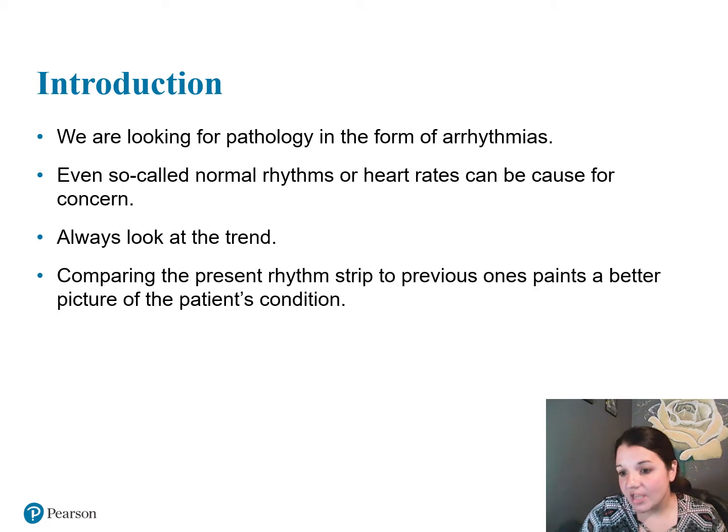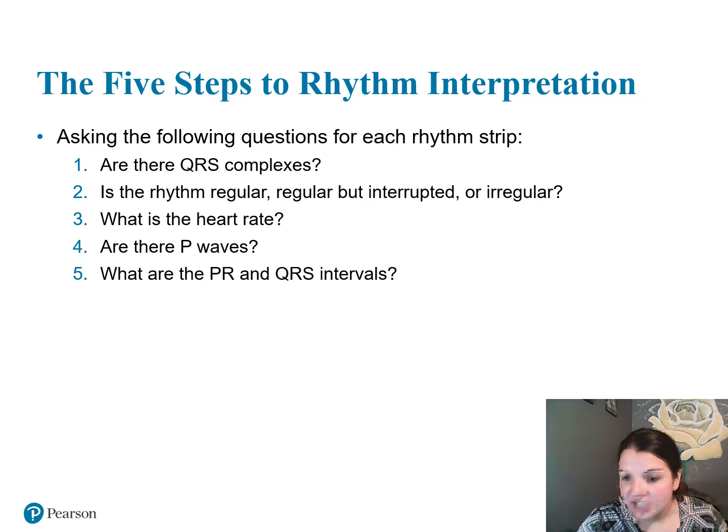Well, now we have 3 EKG strips that we can look at to see if there is a pattern to what's causing him to have these chest pains. And sometimes these 3 rhythms could be normal rhythms, and then we're going to look deeper and see if there's a pattern, maybe we're seeing a normal rhythm, but maybe there's something that we're not seeing. So even a so-called normal rhythm, heart rates can be a cause of concern. Always look at the trend. Those are those 3 rhythms in the ER visit that somebody came in. Comparing the present rhythm strip to the previous one is going to paint a picture of that patient's condition.